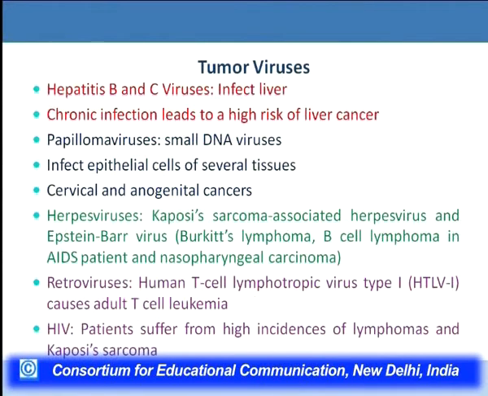Then coming to the last part, there are a large number of viruses which can cause tumors, like hepatitis B and C virus, papilloma viruses, herpes virus, retroviruses, and HIV also, which does not cause tumor directly, but causes a decline in the immunity of the organism, and it leads to tumors like lymphomas and Kaposi sarcoma.